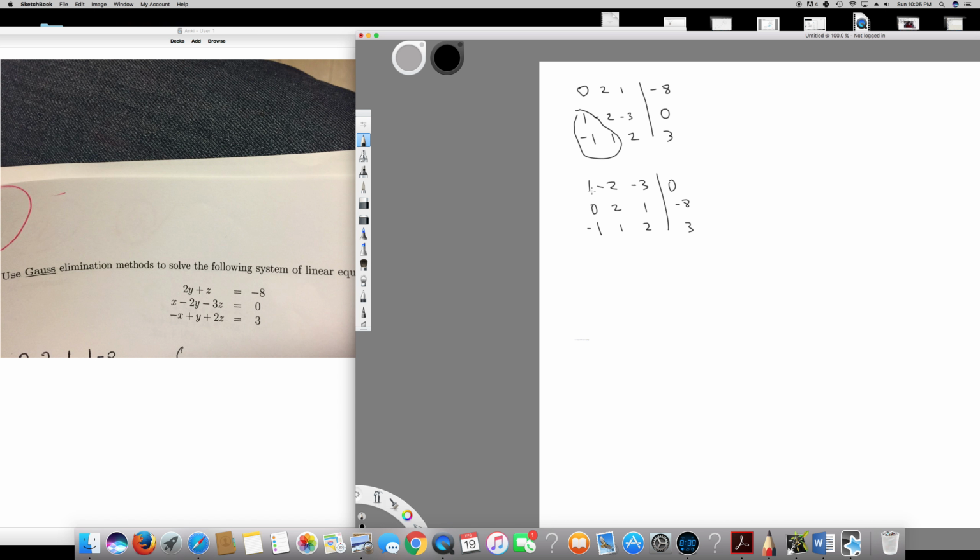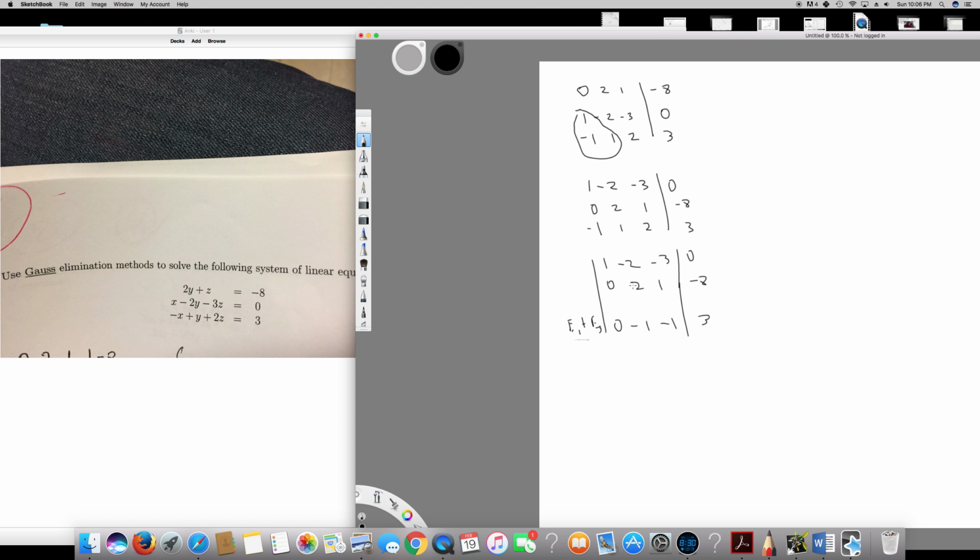So now I have made the first one equal to 0, the second one equal to 0. I have to make the third one equal to 0, right? In order to do that, I can simply add the first equation with the third equation, so 1 minus 1 will cancel and become 0, right? So let's do that one. 1, minus 2, minus 3, 0, and 0, 2, 1, minus 8, and this is going to be e1 plus e3, which is 1 minus 1 is 0, minus 2 plus 1 is going to be minus 1, minus 3 plus 2 is going to be minus 1, and the answer is 0 plus 3, which is 3.